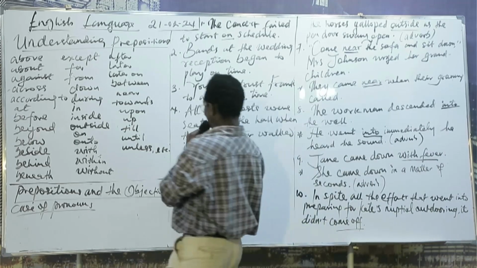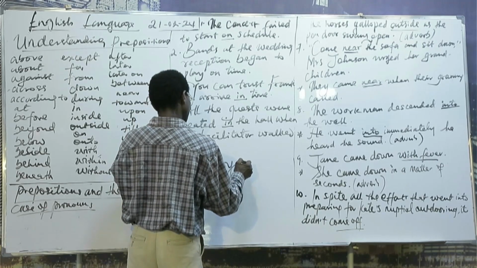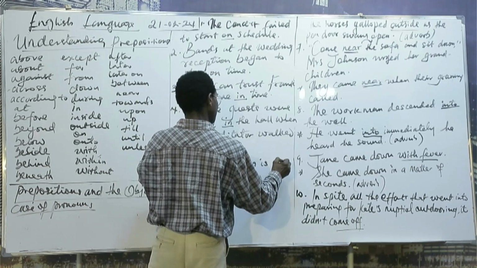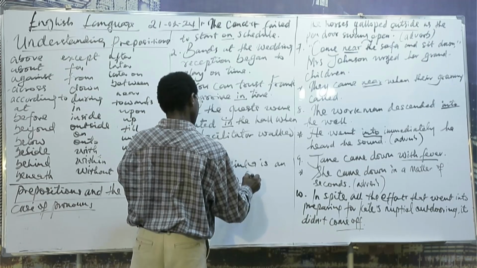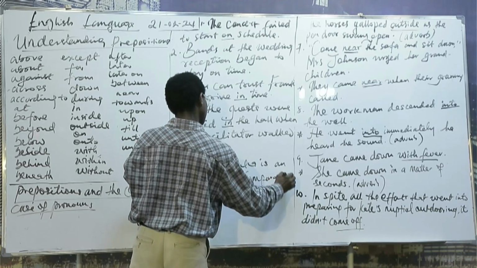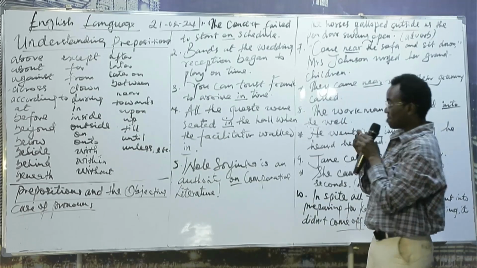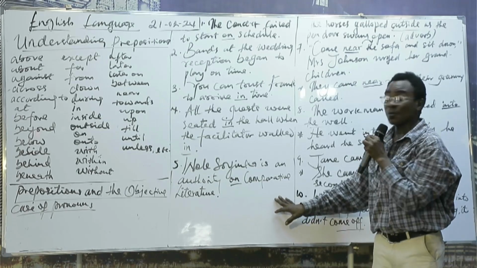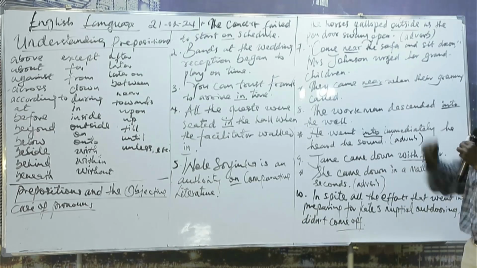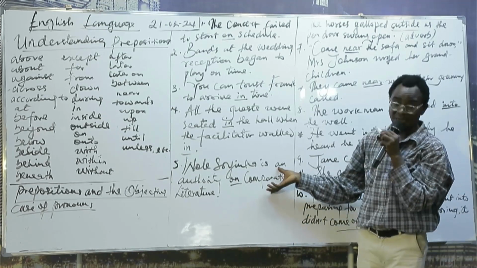Some of them idiomatic. For instance, number 5 here says, Wole Soyinka is an authority on, but not authority in, comparative literature. It's an idiom. It doesn't mean he's on anything. It means he's an expert. He is a guru in that field. He's a literary magnet, so to say. Good. He has much knowledge on comparative literature.